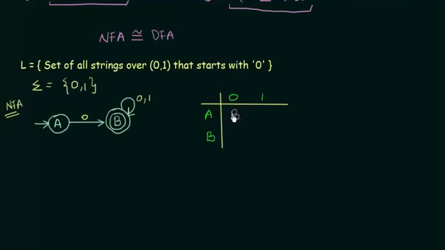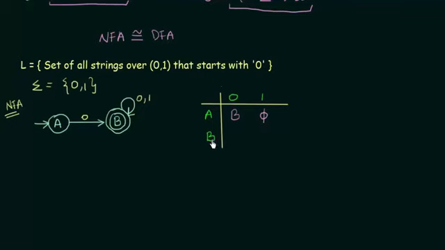And A on getting input 1, where does it go? It goes nowhere. It goes to phi, right? Phi is the dead configuration. So remember that this dead configuration in NFA will be, what will be its equivalent in DFA? In DFA, the equivalent of dead configuration will be a dead state or a trap state. So keep that in mind.